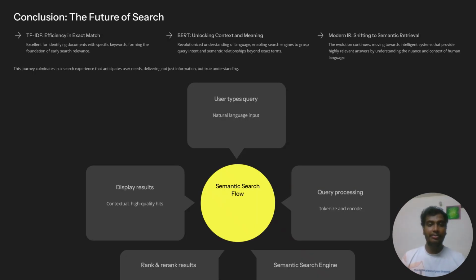So to wrap up, TF-IDF finds documents with the same words, while BERT finds documents with the same meaning. Semantic search is the future of information retrieval. Search engines today don't just fetch data; they actually understand us.